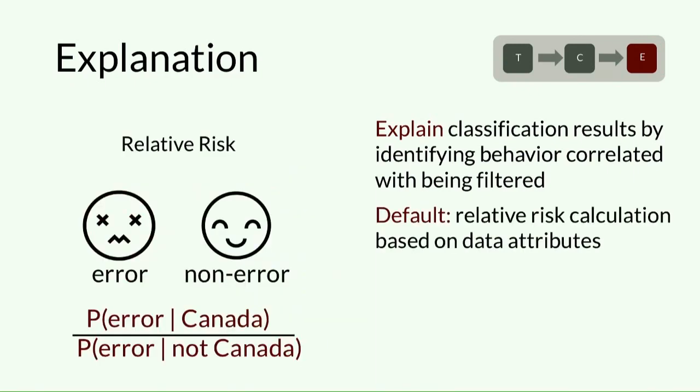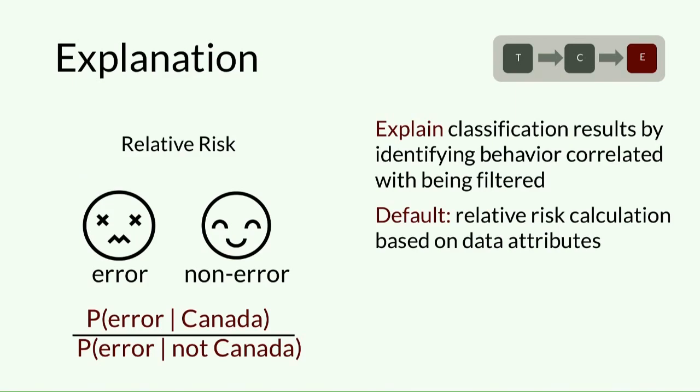So what we do is we calculate what's called the relative risk, which is a technique that we've borrowed actually from epidemiologists, where they measure the lift of certain diseases in a target population. We're applying that same idea here. So what we're doing is we're calculating the probability of an error conditioned on a certain attribute, in this case Canada, versus the probability of the error conditioned on not Canada. That's what the relative risk is calculating.